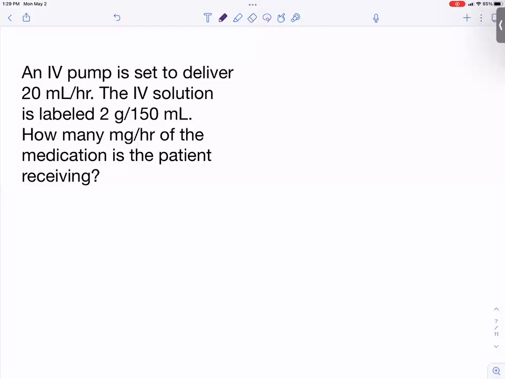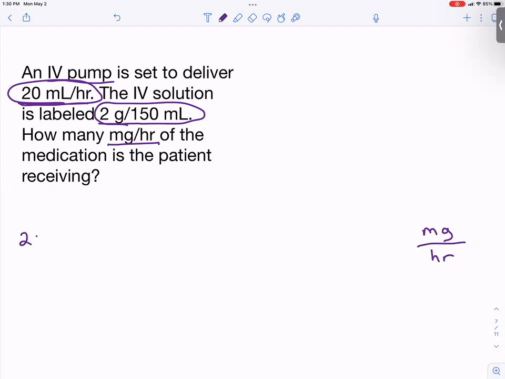So pause it here if you want to give it a shot. All right. So here's a problem. An IV pump is set to deliver 20 milliliters an hour. The solution is labeled 2 grams and 150. How many milligrams an hour of the medication is the patient receiving? So my wanted is milligrams an hour.